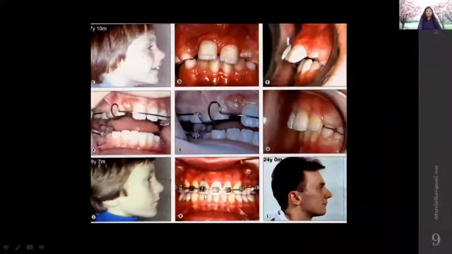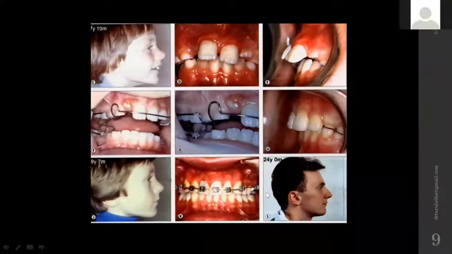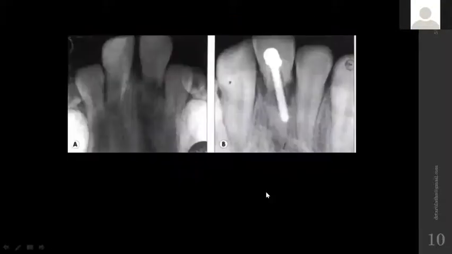And in later stages, they replaced the upper central incisor with a prosthetic crown, a 24 like this. And this was the X-ray where the resorption could be noticed, and the lip trap was reduced. The bone started growing, as you can see here.